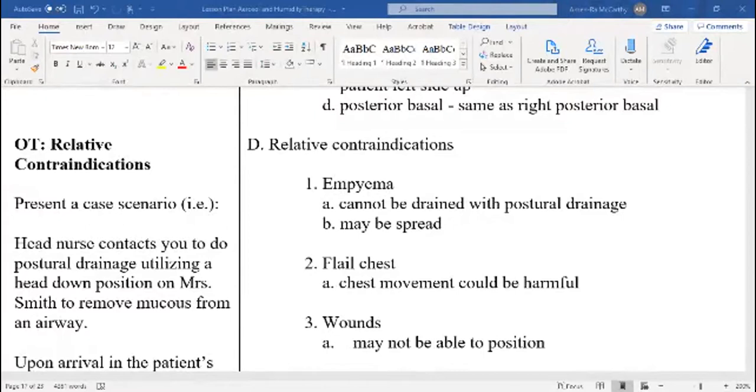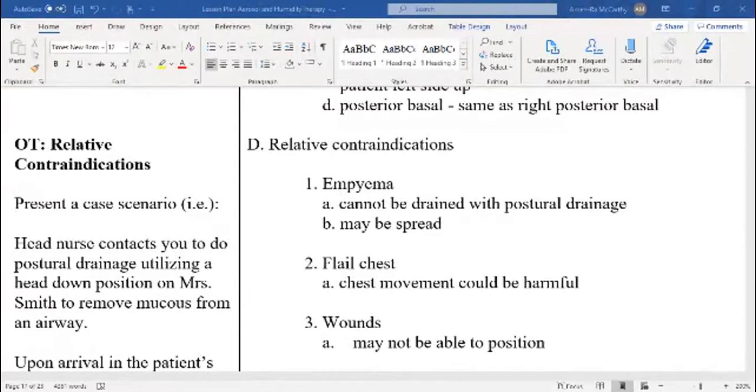If somebody has flail chest, then chest movement could be harmful. Flail chest, you need to write this down, is two or more broken ribs in two or more places. So you have a rib that's broken in two or more places, and you have two or more ribs like that. That's called flail chest.